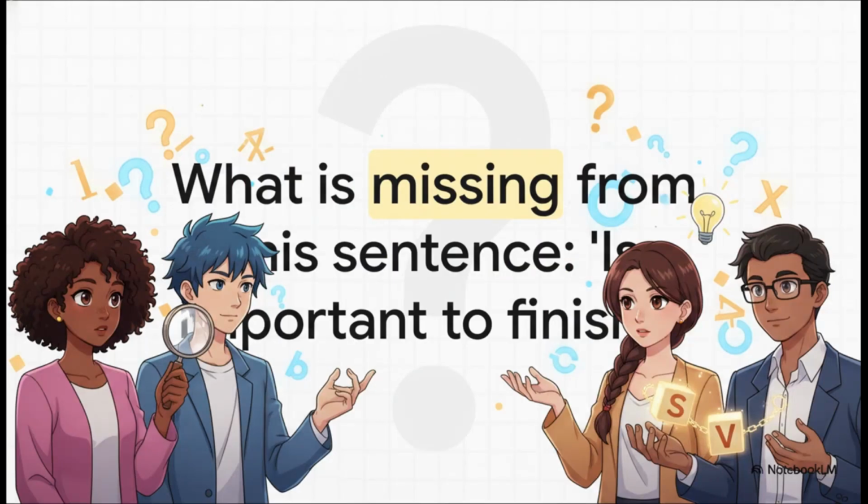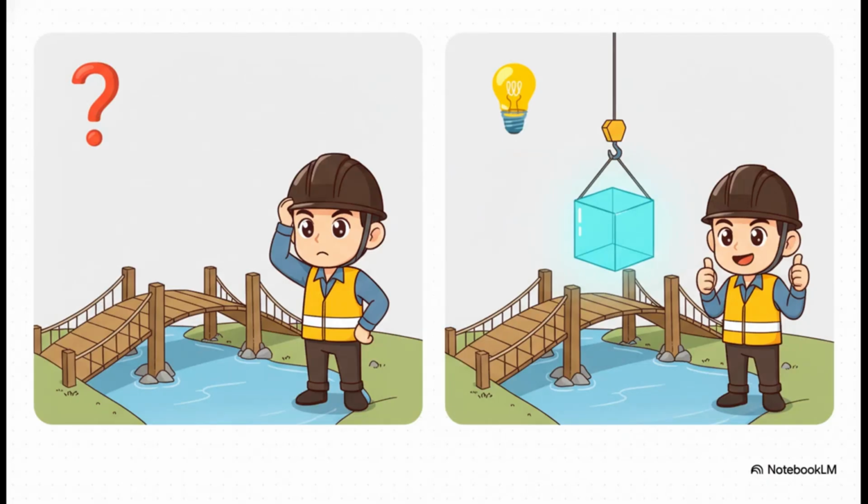All right, let's try another one. This is a different kind of puzzle. Look at this phrase on the screen, "is important to finish." What key ingredient is missing here? Yep, it's missing a subject. Now this is a huge deal in English. A sentence must have a subject. It's a non-negotiable rule. Even if it's just a placeholder word like it, you can't just say, "is important to finish." You have to say, "it is important to finish." You just can't start a sentence with a verb like that.